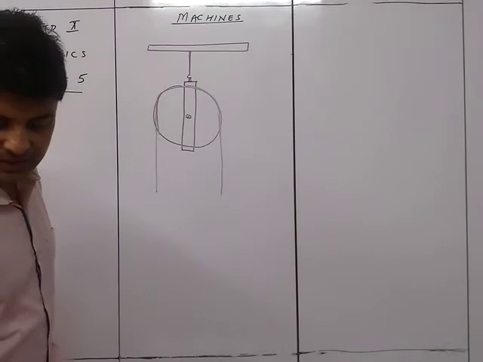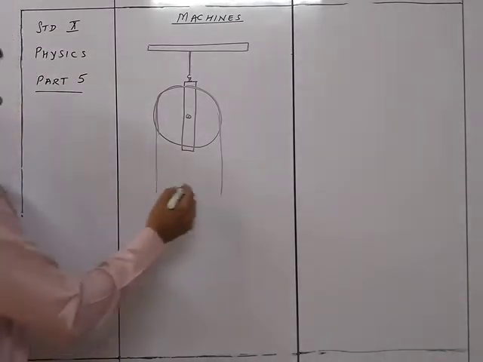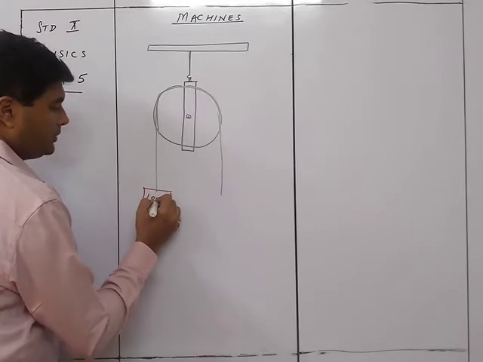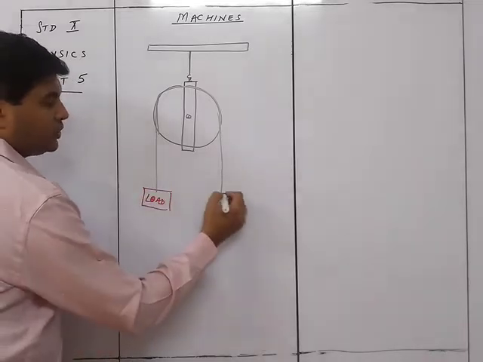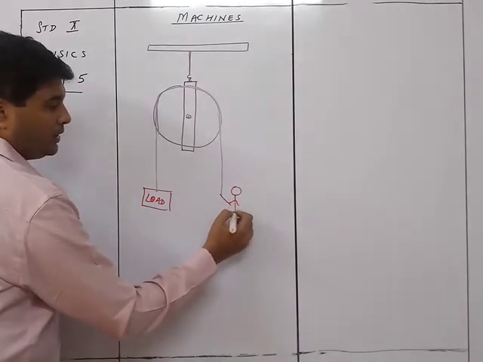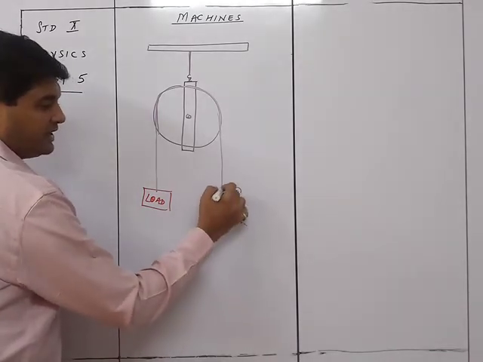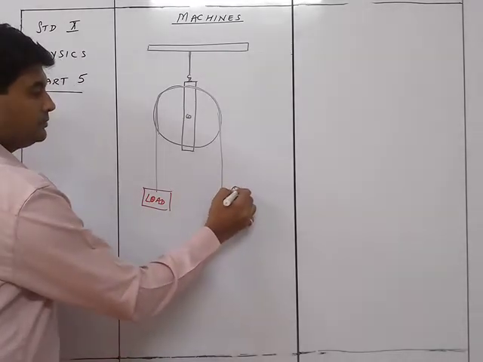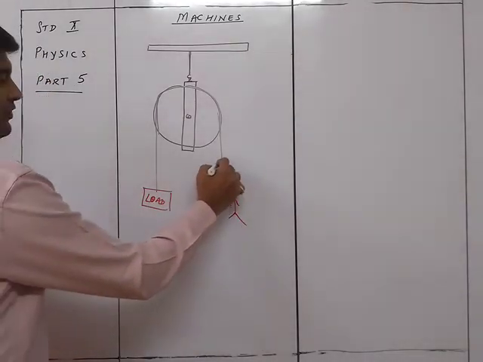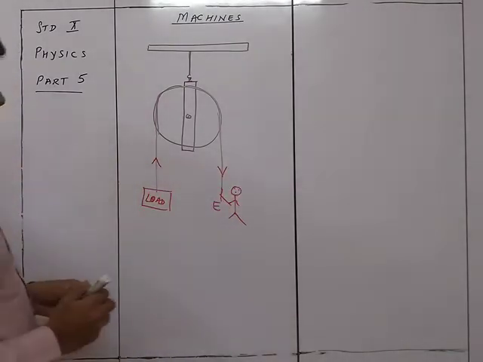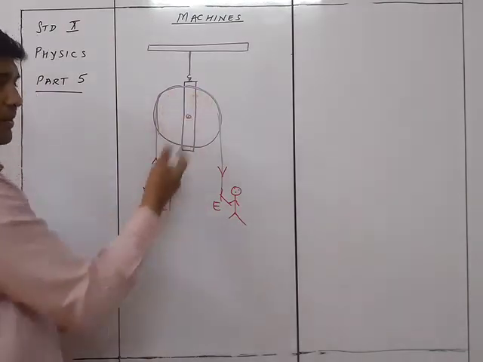It is seen that the person, like we can have the load over here, so this will be the load, and the person is going to pull this thing down. So this is what the figure is showing you. This is the effort. Effort will be this way, and the load is going to move upwards. So when you pull downwards, this is going to move upwards.